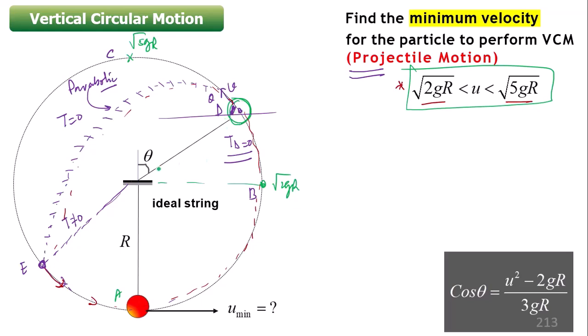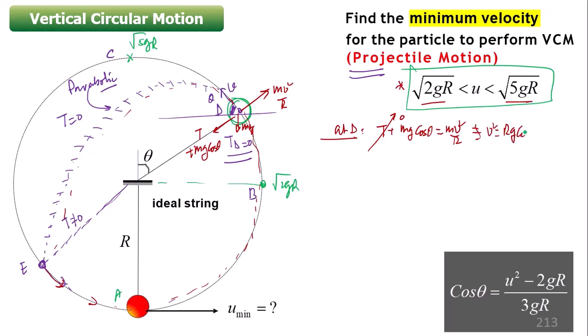So the condition to find theta is that at point D, you have to make the tension 0. At point D, if I do the force equation, this is the mv square by r value, this is the mg, and this is the T. So T plus mg cos theta should be equal to mv square by r. Now since T is 0, I am left with v square equals rg cos theta. This is the velocity achieved by the particle at point D before starting the projectile movement.